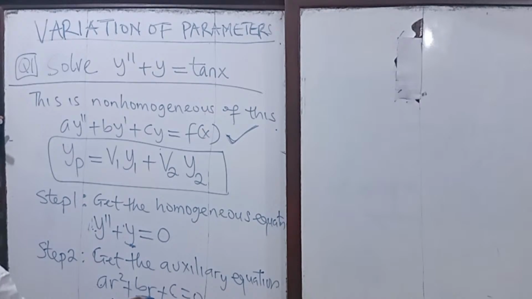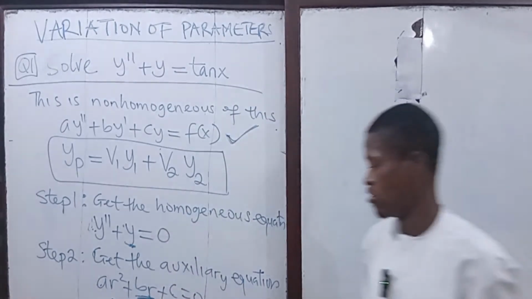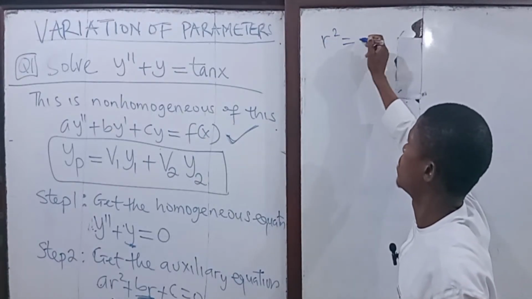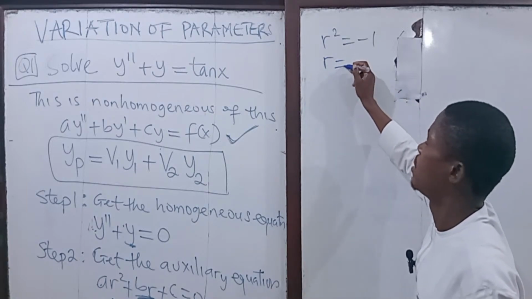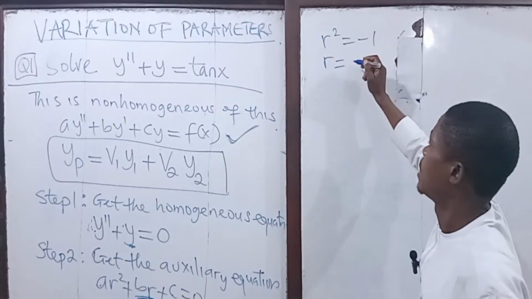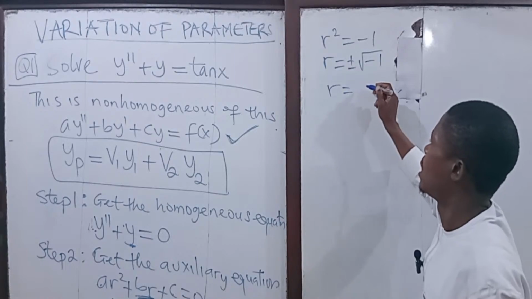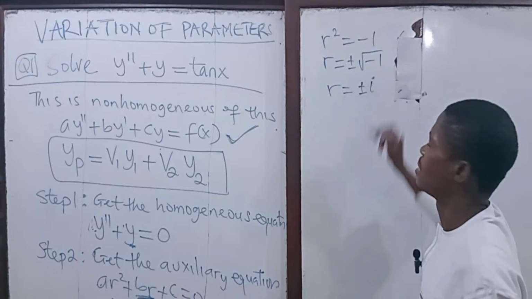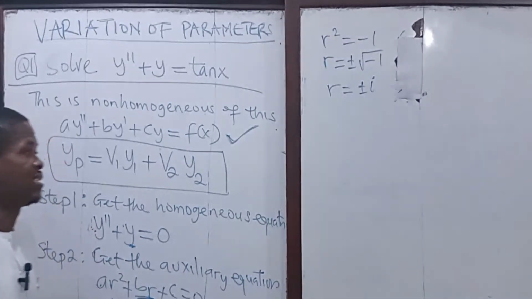We don't have a first differential in this case. r is your first differential, and second differential is your r squared. So that is the auxiliary equation. Then solve that, and that will be r squared equal to minus 1. Can you make r the subject of the formula by taking the square root of both sides? That will be plus or minus square root of minus 1, and that gives you plus or minus i, which is an imaginary number. So that's what we have in that case.